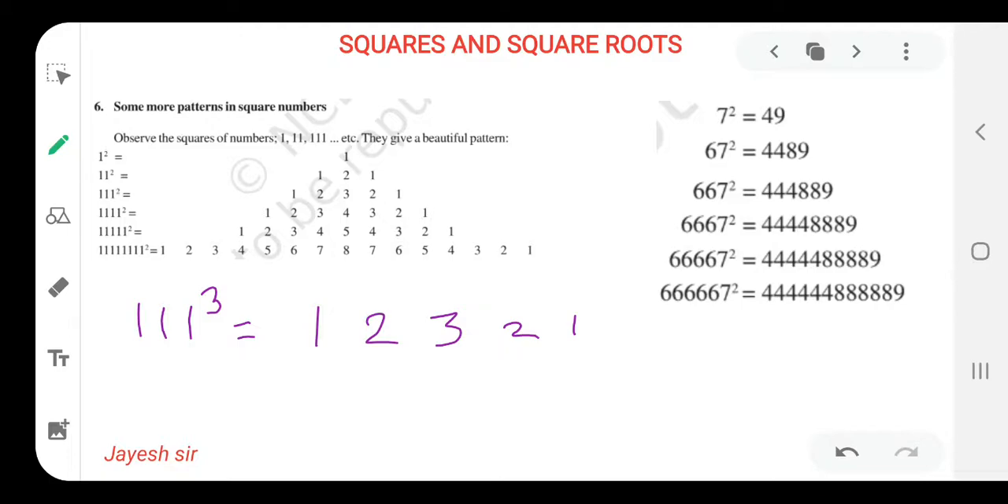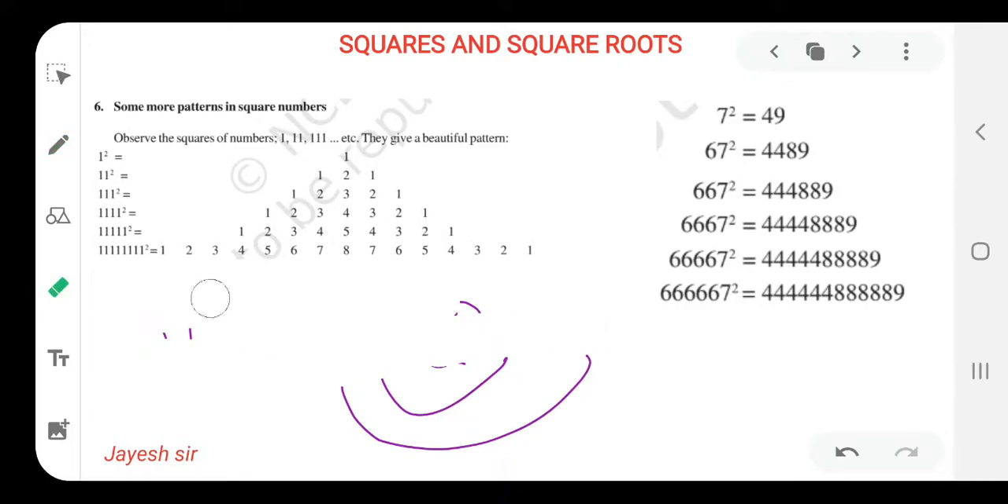After reaching the maximum number of 1s, how many times is 1 written? 3. So the maximum number should be 3 in the answer, and then the same pattern is to be followed: 2 2 1 1. I think you won't be getting it till now, but I hope in the next example you will definitely understand it properly.